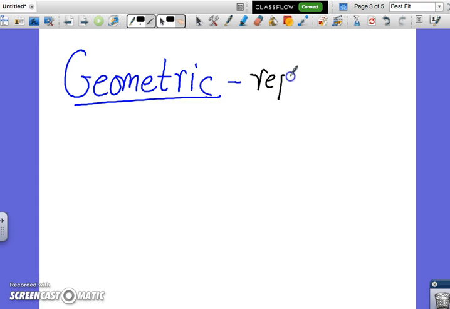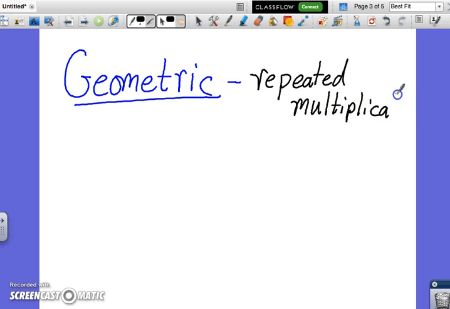It's repeated multiplication. So we've looked at these repeated multiplication. This is simply a series where something is repeated, multiplied. So let's start with 3 this time in our series. And so the next number in our series happens to be 9, 27, 81.